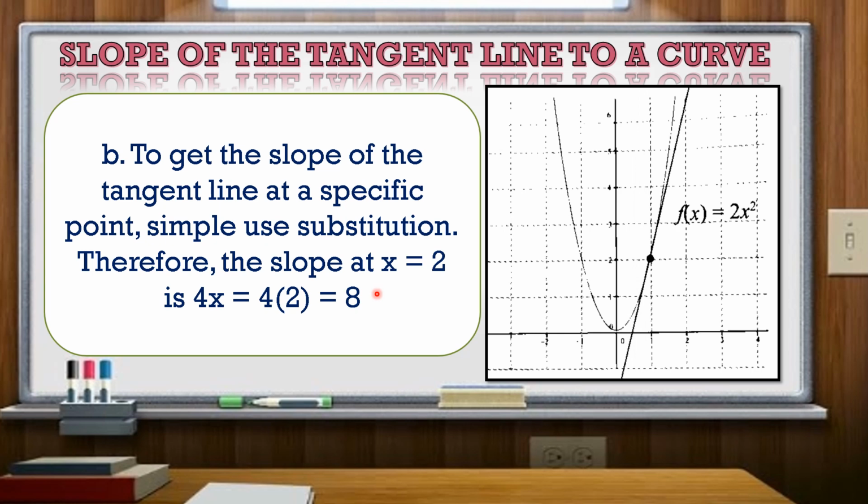And this is the graph of your function. This is your 2x squared. This is the line which is tangent to your 2x squared, which is your 4x. Okay? Kung saan sila nagkita, the point of tangency, that is your 8.